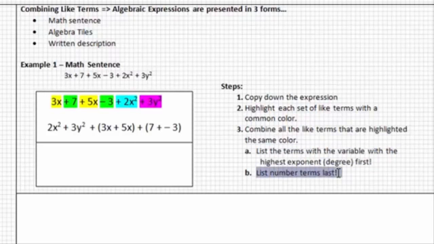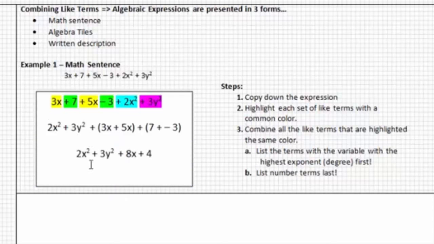And the other thing, so if the terms with the highest degree or highest exponent go first, then the terms that are just numbers go last. And so now we just need to simplify this. We've rearranged it into the groups of things that are the same, and now we need to simplify.